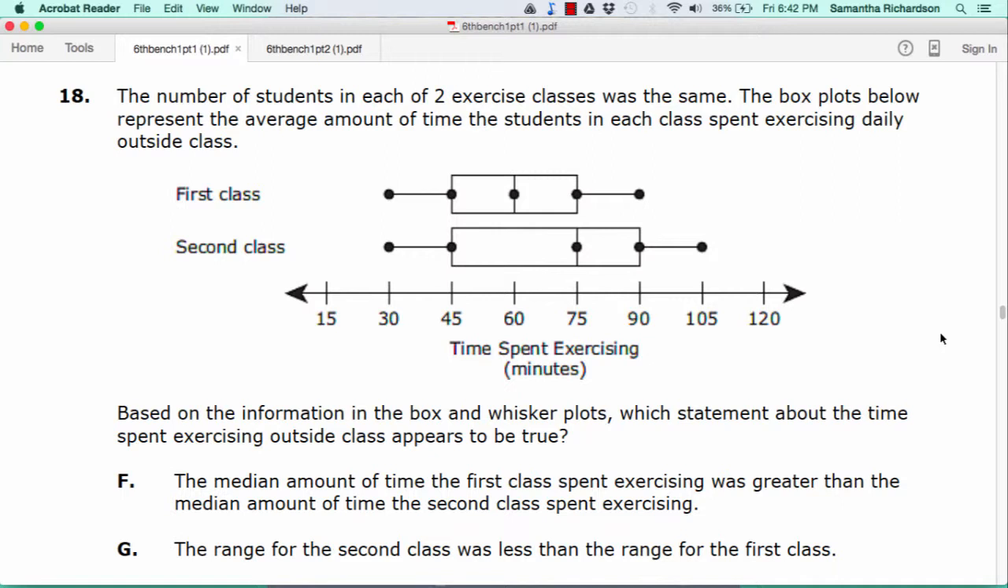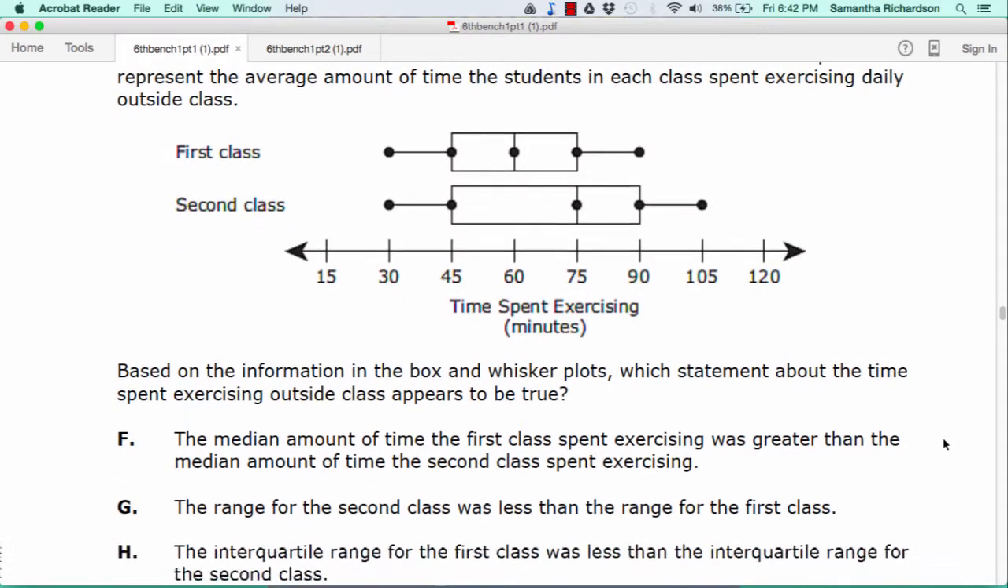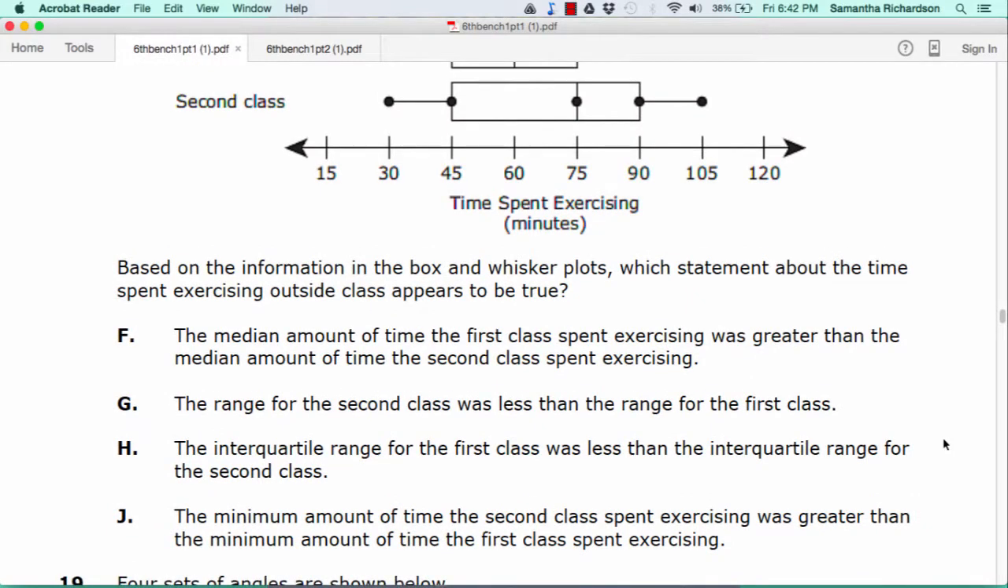If you need anything from the chart read, please raise your hand. Based on the information in the box and whisker plots, which statement about the time spent exercising outside class appears to be true? F. The median amount of time the first class spent exercising was greater than the median amount of time the second class spent exercising.